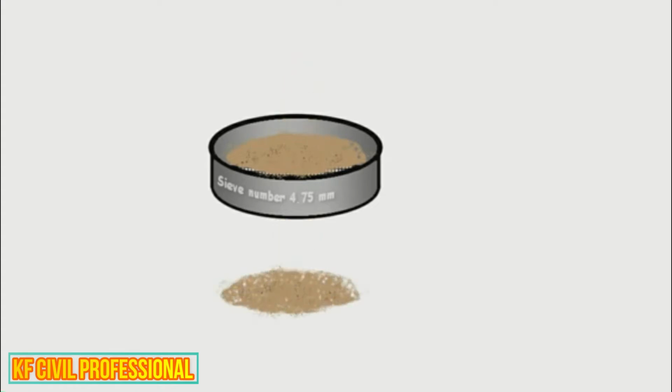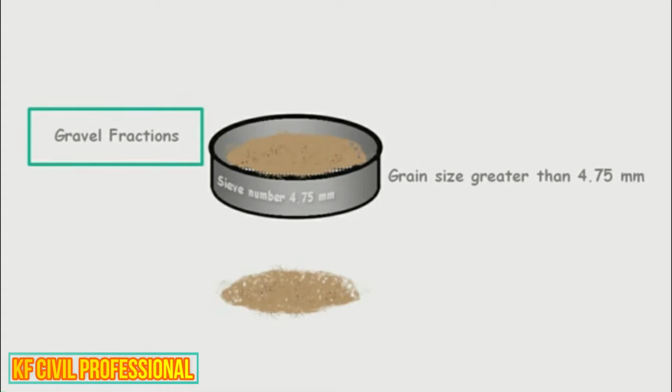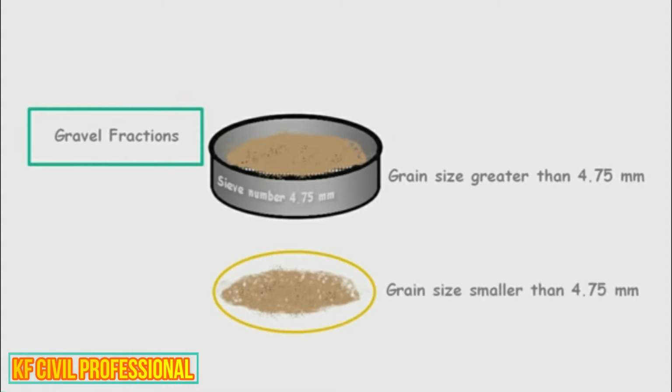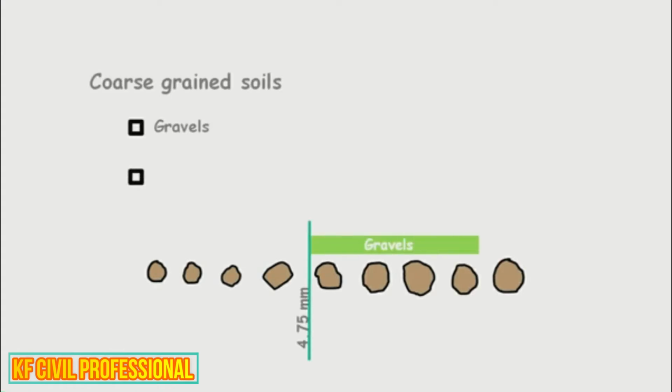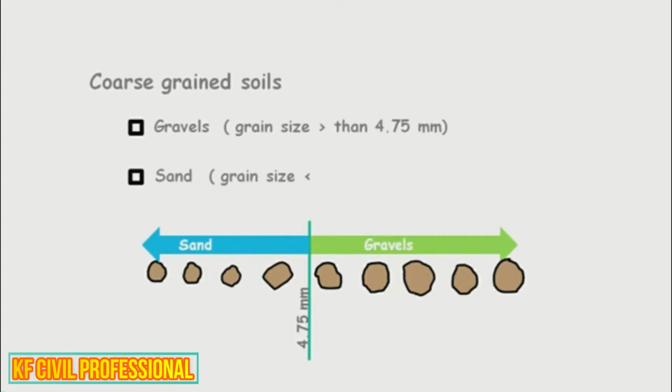The portion of soil which contains particle size bigger than 4.75 mm is retained on the sieve. This portion is called gravel fraction. The portion of soil which contains particle size less than 4.75 mm passes through the sieve. This portion is called sand fraction. This way, coarse-grained soils are divided into two categories. One is gravels, having grain size greater than 4.75 mm, and second one is sand, having grain size smaller than 4.75 mm.